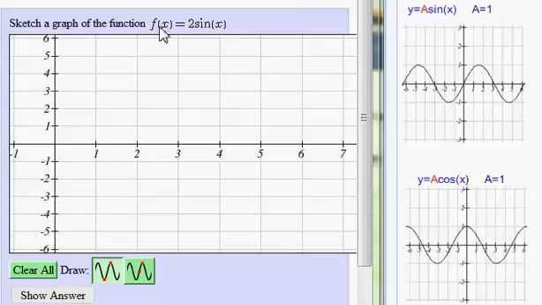In this problem, we are to graph f of x equals 2 sine x. So in general, to graph y equals a sine x, a turns out to be the amplitude, or how high or how low the graph goes. So here's a graph of y equals sine x, meaning a is 1.